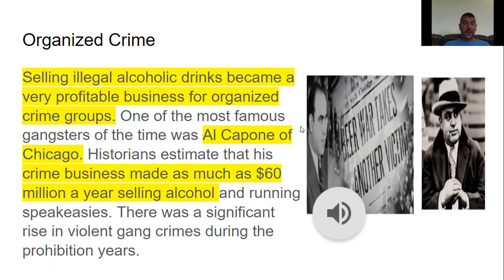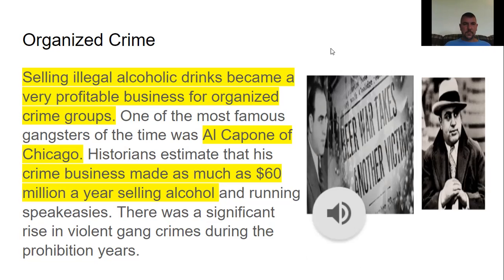Historians estimate that his crime business made as much as $60 million a year selling alcohol and running illegal speakeasies. And there was a significant rise in violent gang crimes during the Prohibition years. So organized crime came up during the 1920s when alcohol was made illegal.